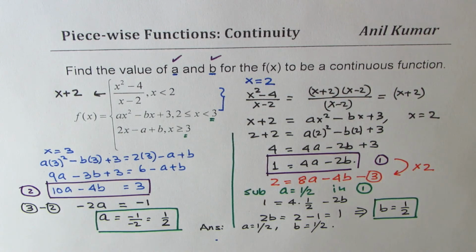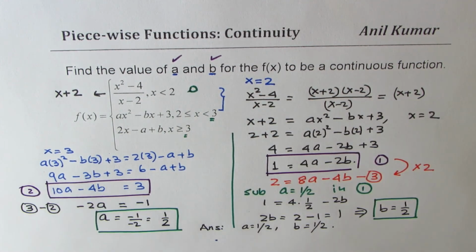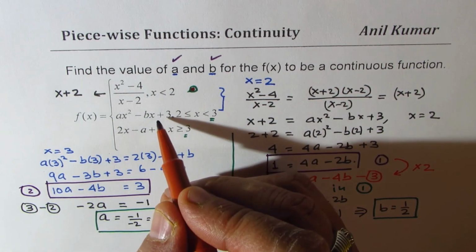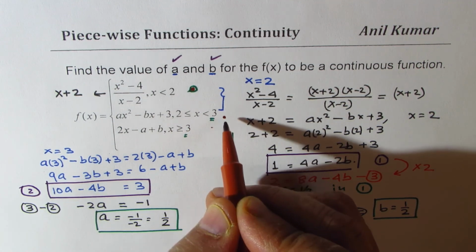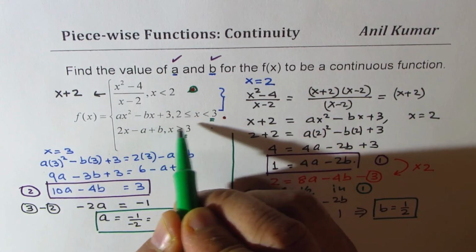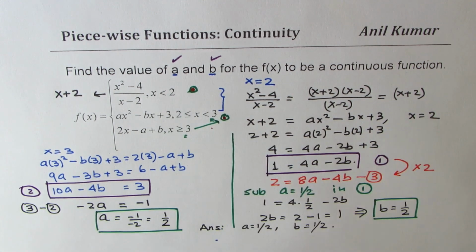Perfect. So I hope the concept is clear. Here we do have a hole, and this hole is being filled up by the parabola. So that becomes continuous. In this case, we have a point on the parabola, and there is a hole, since the function is not including 3, and this is being filled up by this 3, right? So that makes the other part also continuous, which also gives us 2 equations to work with, and so we could easily find both the unknowns.